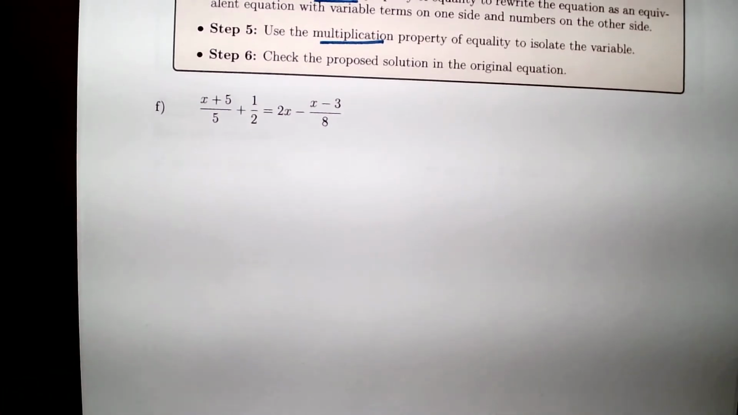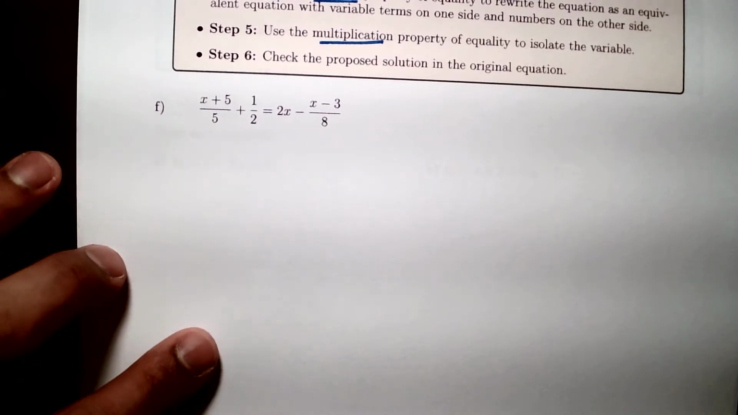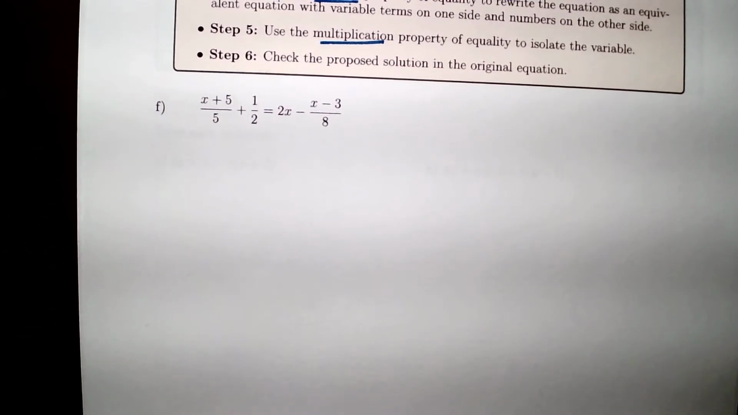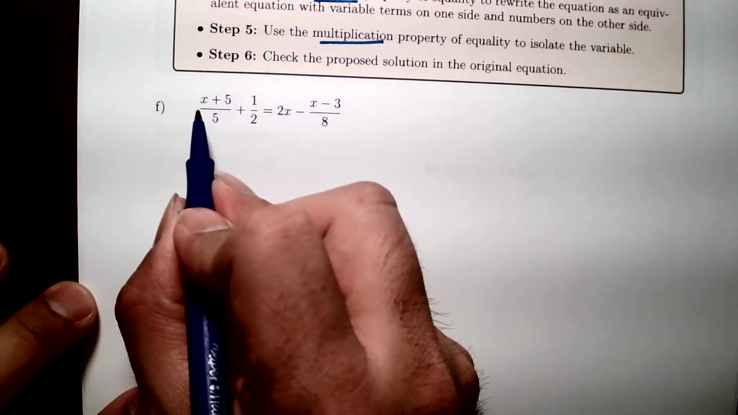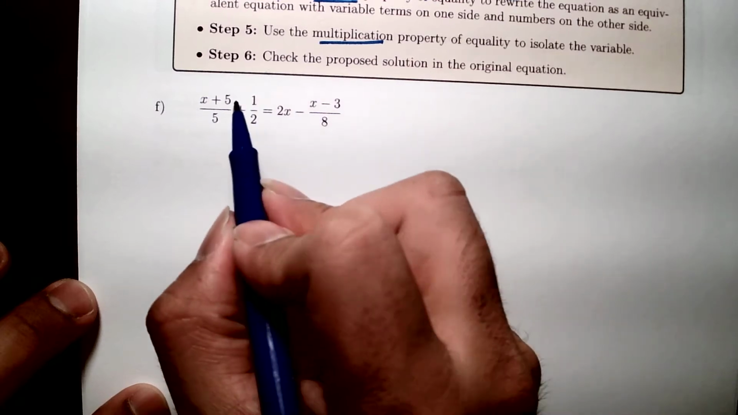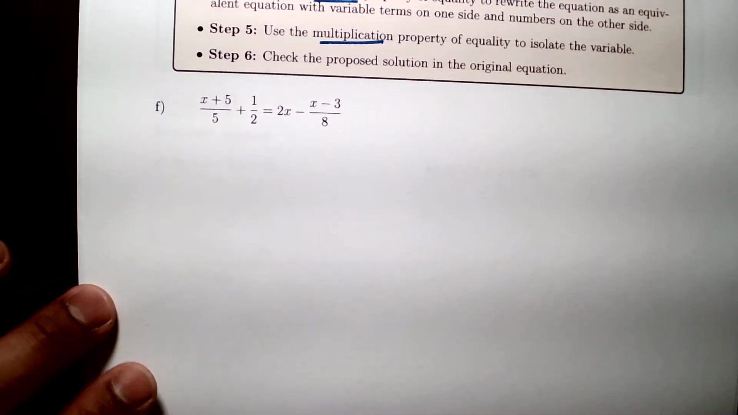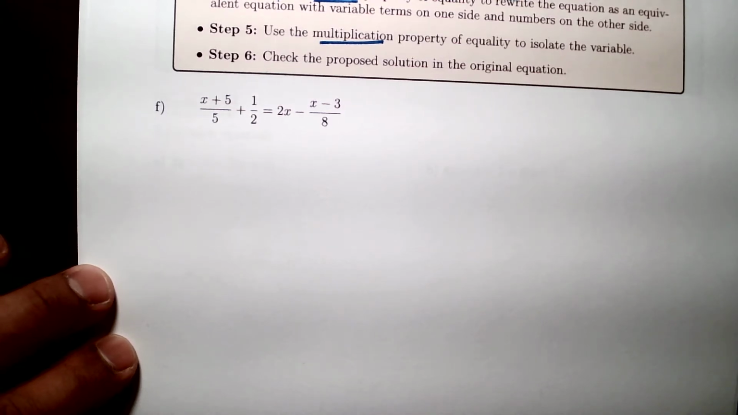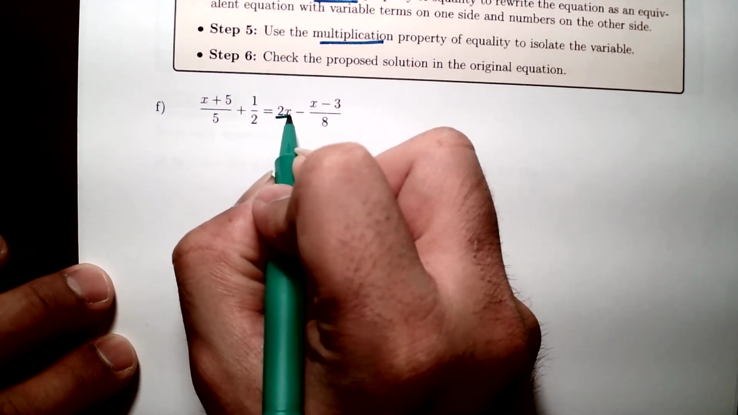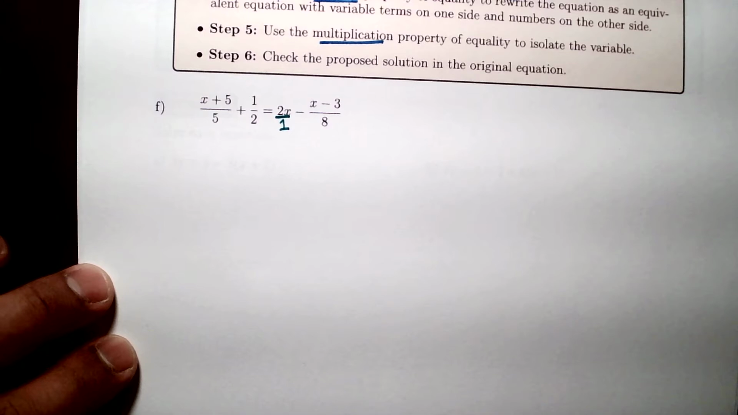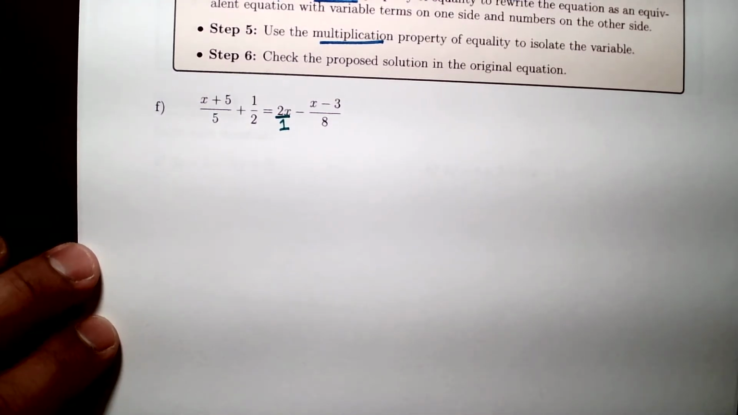Okay, let's do another one. This one is going to be really interesting to do. We have fractions again. So we have x plus 5, the whole thing divided by 5, plus a half, equals 2x minus (x minus 3) over 8. Number one, think of this 2x as 2x over 1. Make it look like a fraction.